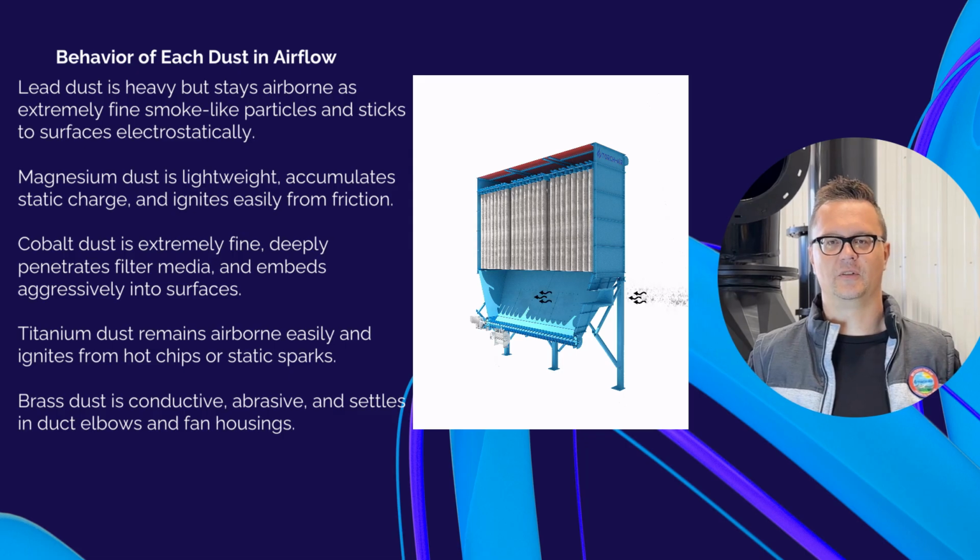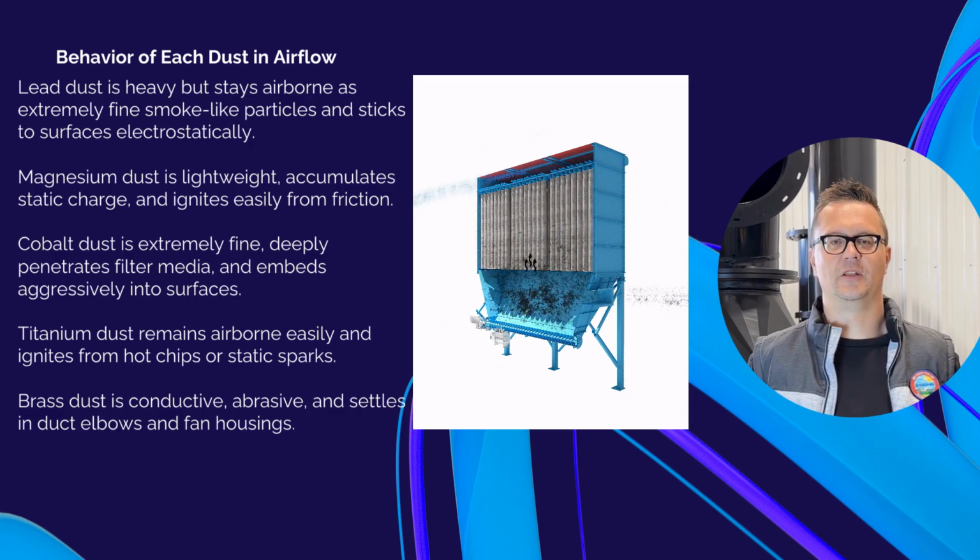Behavior of each dust in airflow. From an engineering perspective, lead dust is heavy but stays airborne as extremely fine smoke-like particles and sticks to surfaces electrostatically. Magnesium dust is lightweight, accumulates static charge, and ignites easily from friction. Cobalt dust is extremely fine, deeply penetrates filter media, and embeds aggressively into surfaces. Titanium dust remains airborne easily and ignites from hot chips or static sparks. Brass dust is conductive, abrasive, and settles in duct elbows and fan housings. You cannot treat these dusts like ordinary nuisance dust. The airflow behavior is completely different.